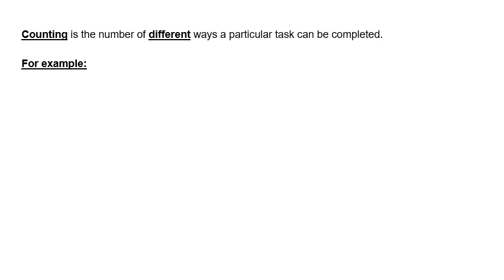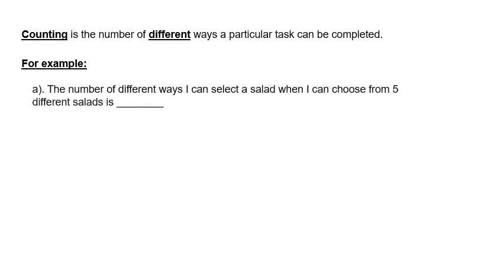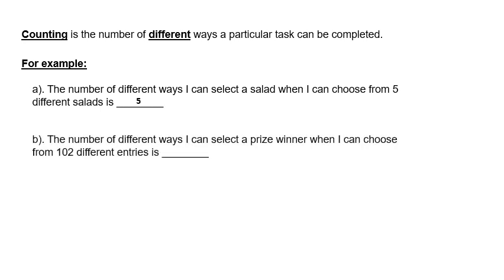Counting is the number of different ways a particular task can be completed. For example, the number of different ways I can select a salad when I can choose from 5 different salads is, pause, 5. You have 5 different salads. The number of different ways I can select a prize winner when I can choose from 102 different entries is, pause, 102.